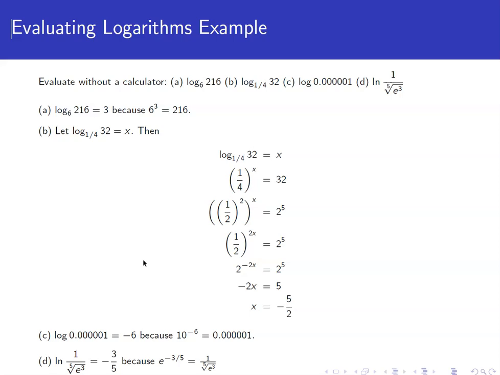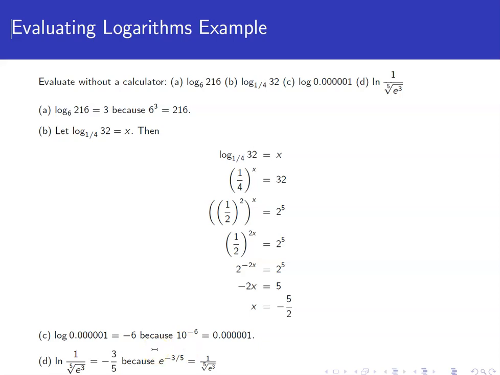In part C here, we're being asked to evaluate the log of 0.000001. Well, log, remember, is the common logarithm, so the base is 10. So if I start with a 10 and I need to raise it to an exponent that gives me this 0.000001, I've got to do a negative 6 power. Move that decimal place 6 places to the left.